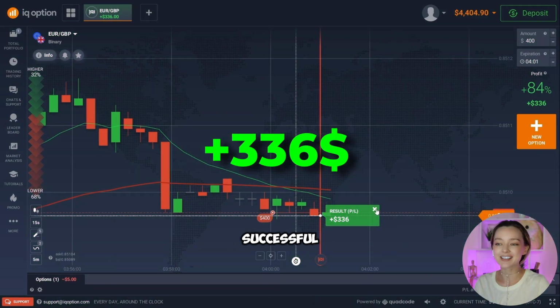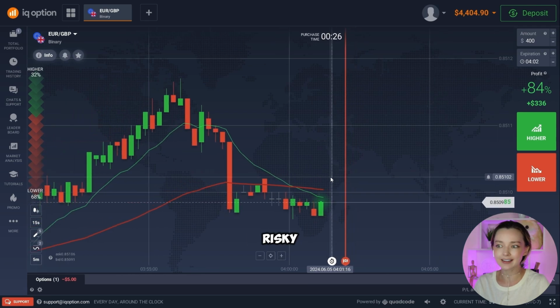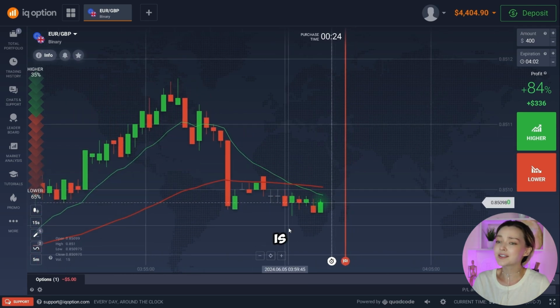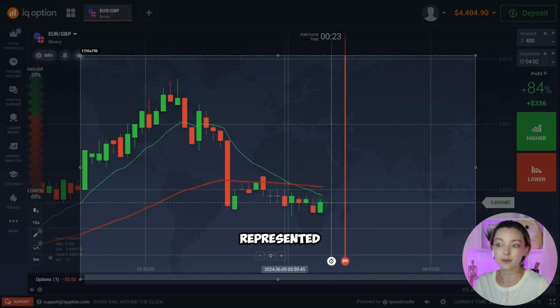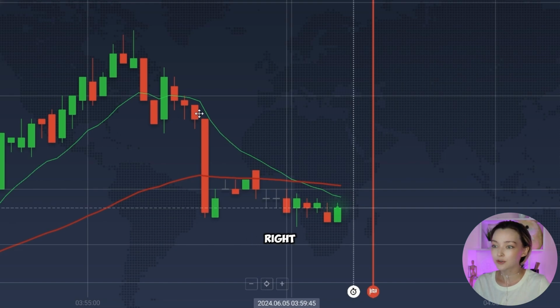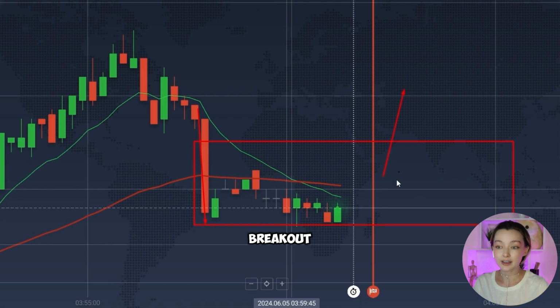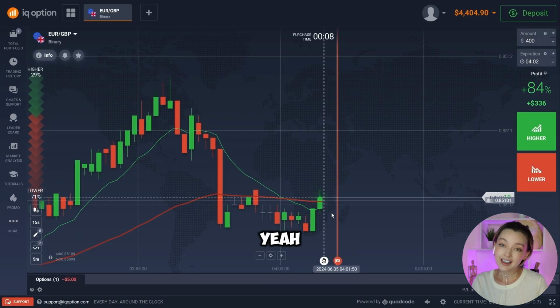Yep, the deal was successful, but it was indeed pretty risky. Let me explain why. The thing is, there was a huge downfall represented by this large red candle right here. Therefore, the market could have easily started going sideways as in a corrective retracement, which would only then be followed by a breakout, either upwards or downward. But yeah, we got lucky.